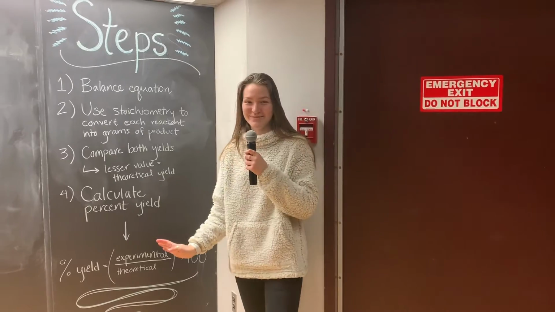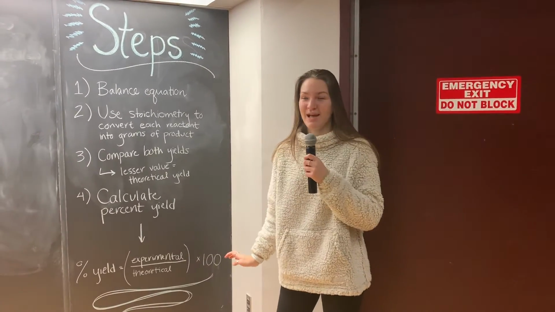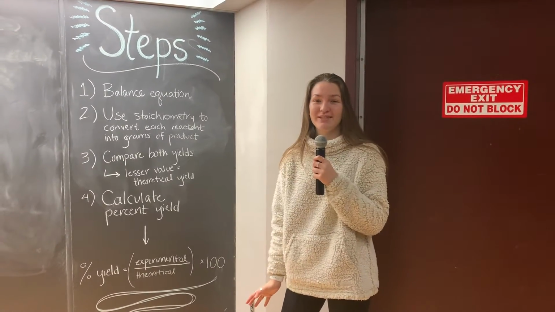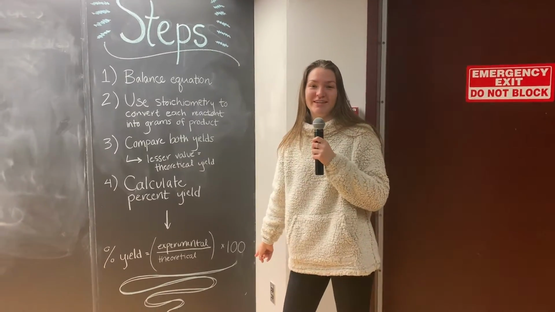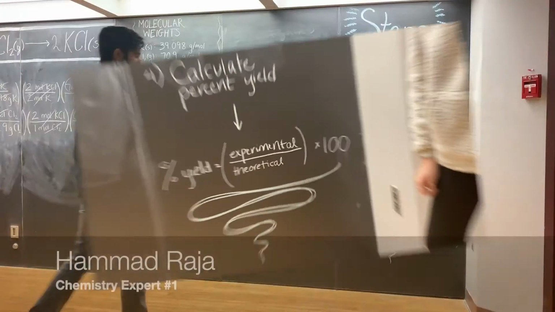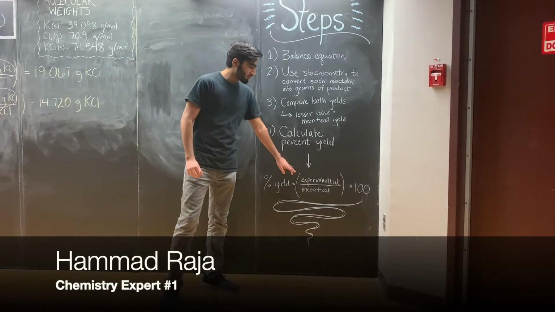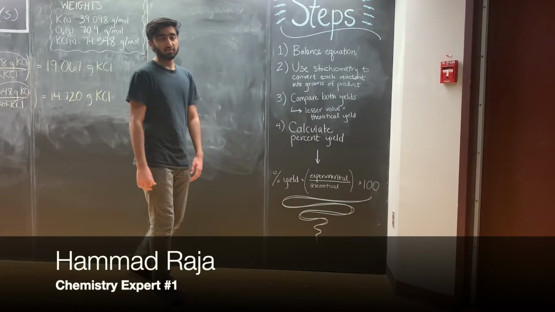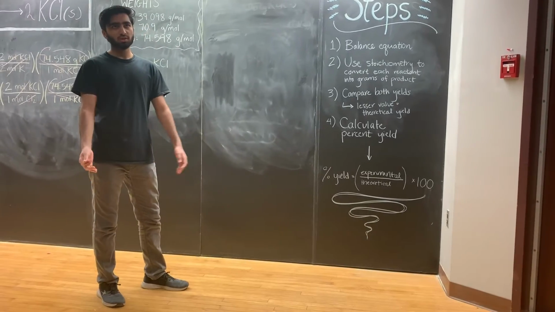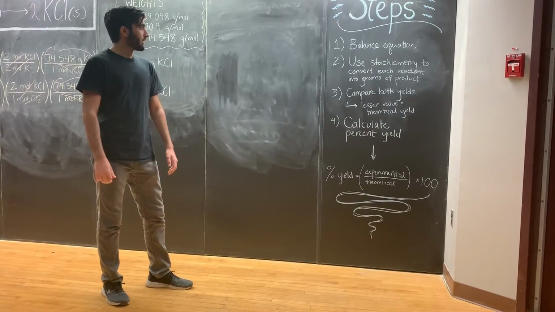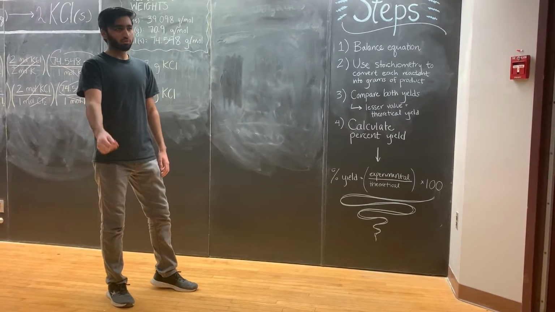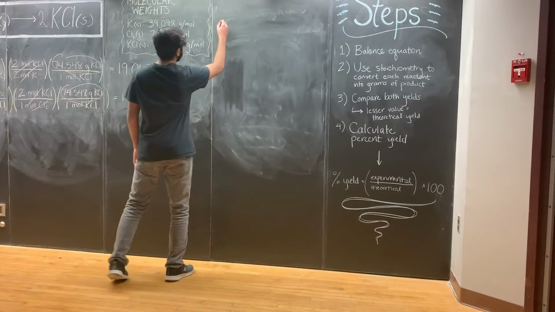All right, thank you. We are on to our final step, which is to calculate the percent yield using this equation. Now, we have everything in the equation except for the experimental value, and that is the mass of KCl produced when we did the experiment in the lab. And the value that we got was 12.0 grams of KCl. I'm going to write that down.